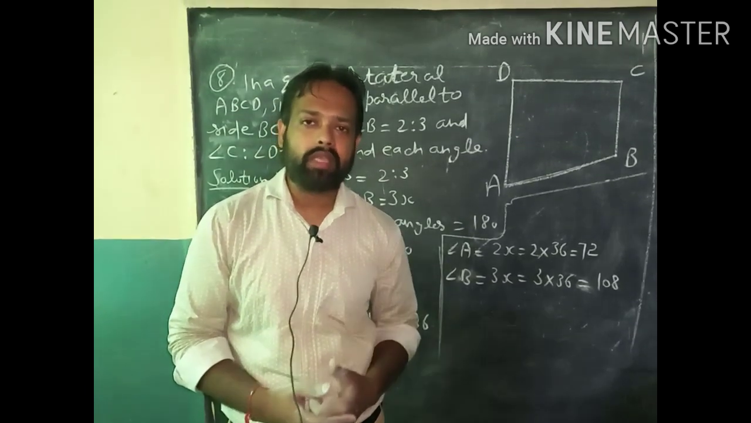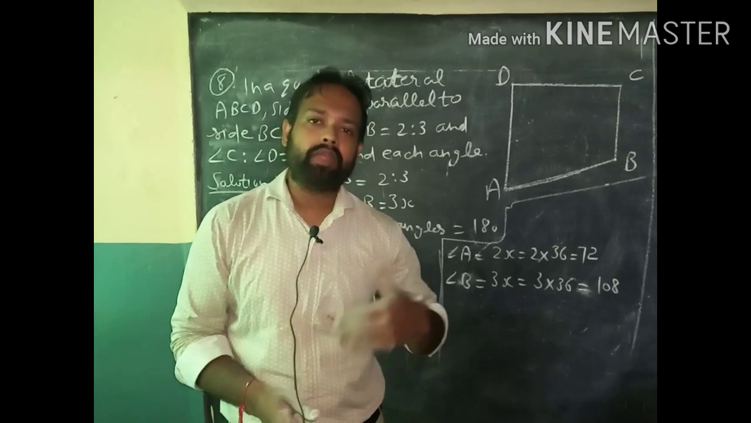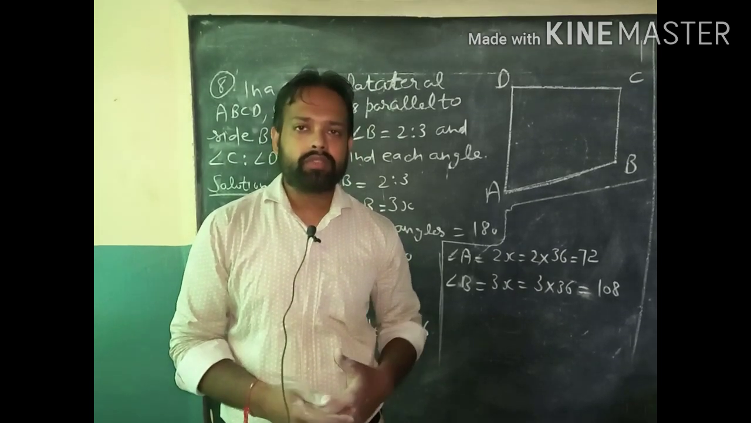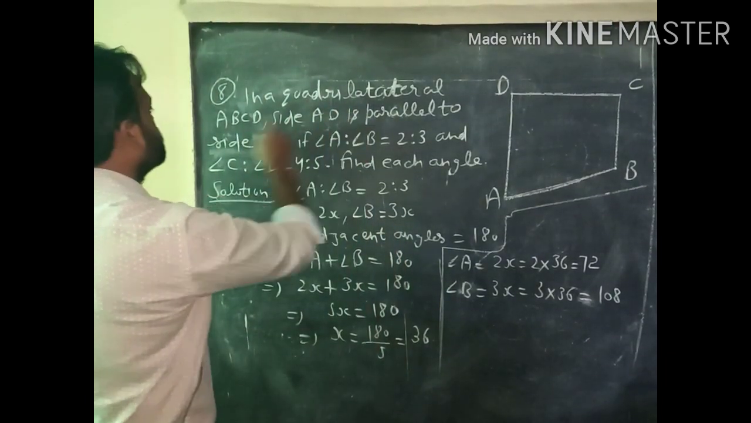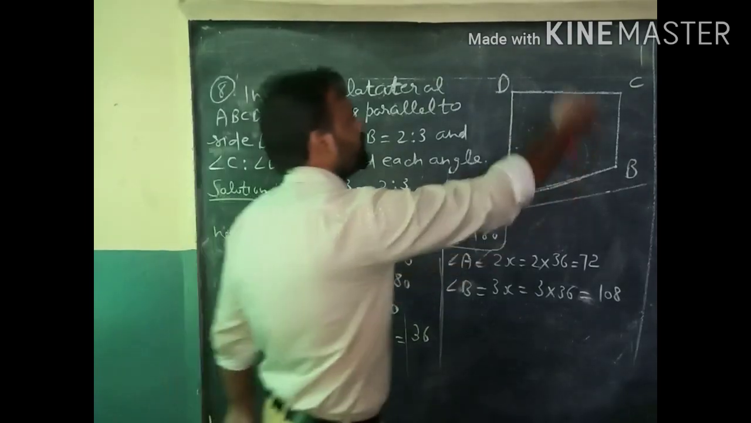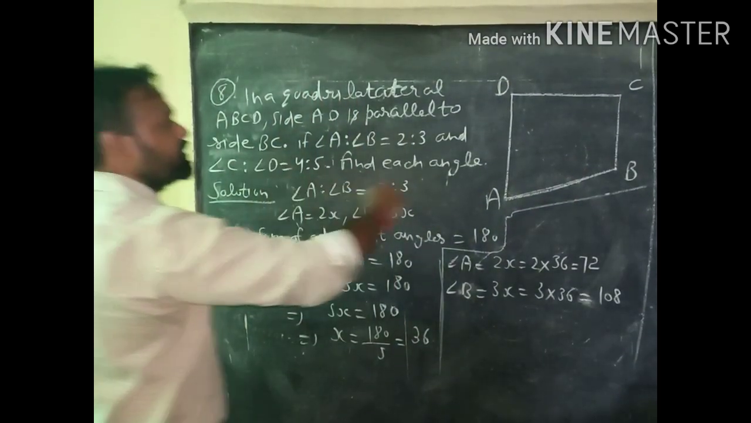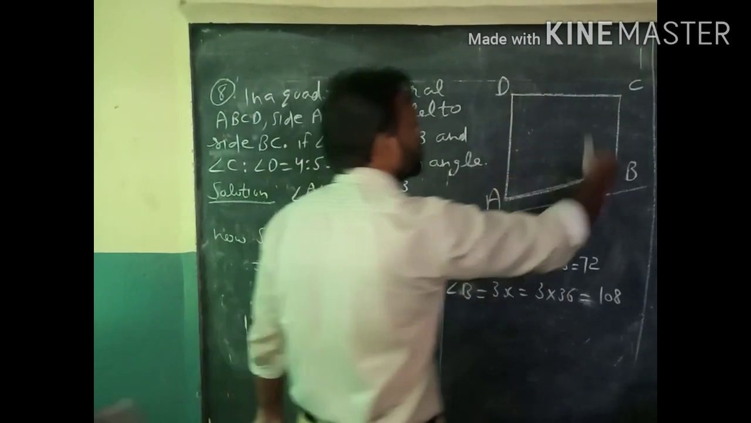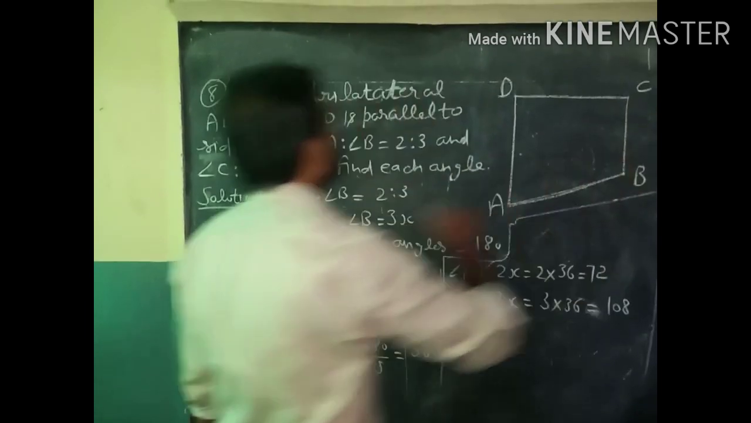So now you can see the 8th part. This is the last sum of this exercise because only the first 8 sums are in your syllabus. So this is the last sum. See this one also. In a quadrilateral ABCD, this quadrilateral ABCD is given to us. Side AD is parallel to side BC. You can see side AD is parallel to side BC. So you can see here AD is parallel to BC.